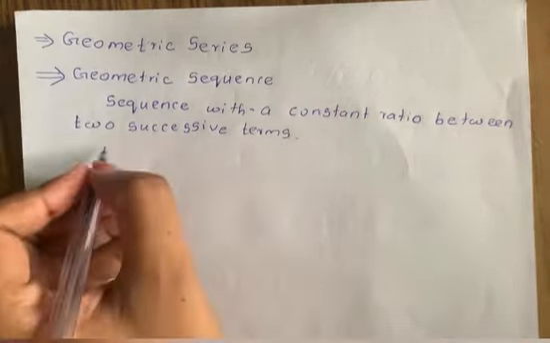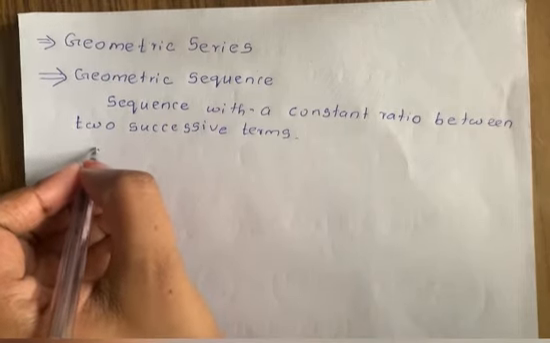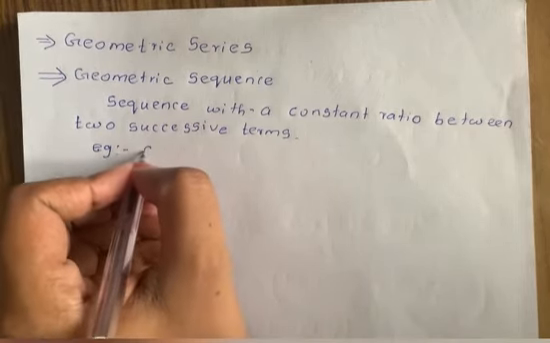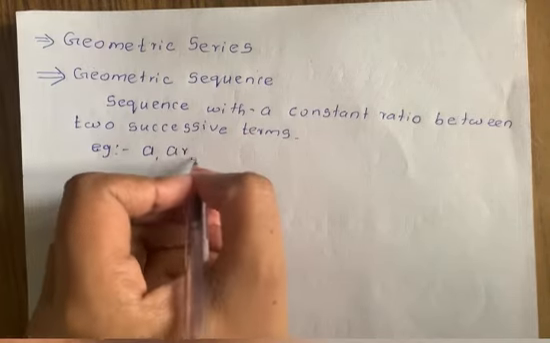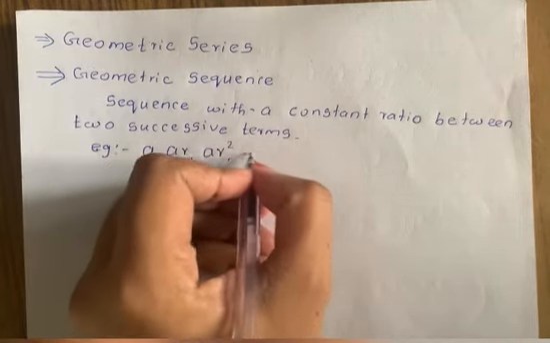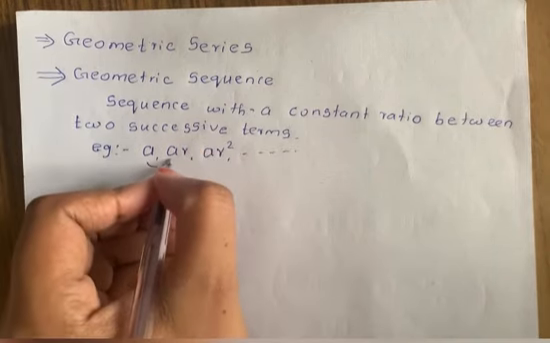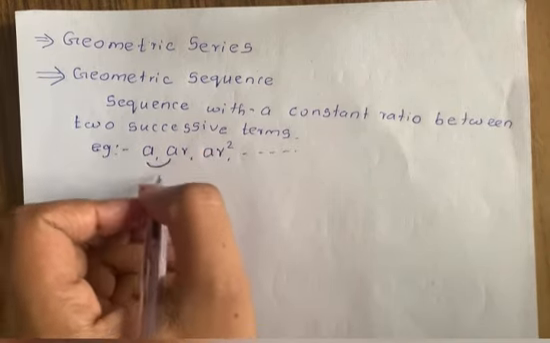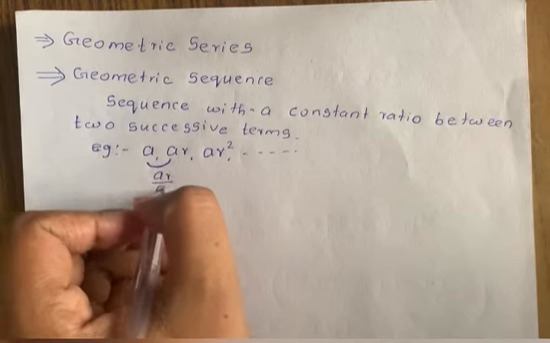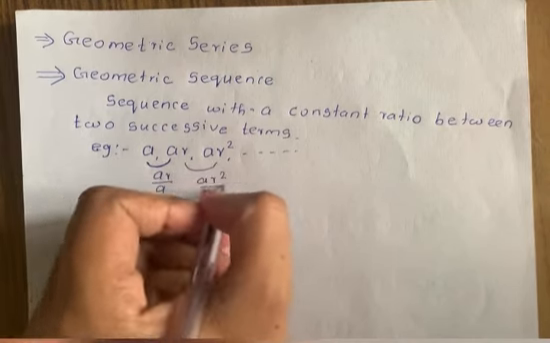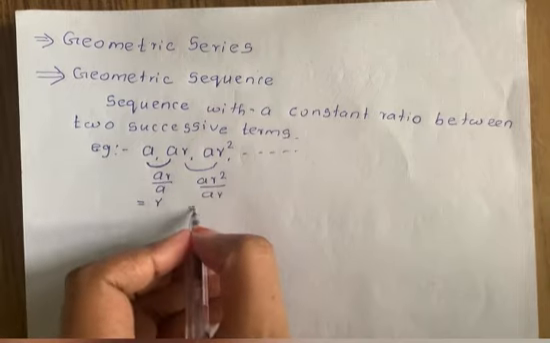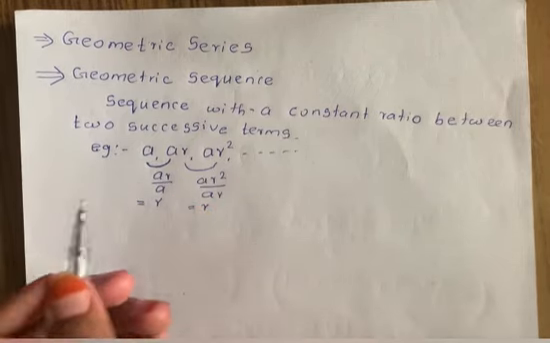How can we write this? If the first term is a, the next term is ar, and the other one is ar squared. It will go up like that. If you see, the ratio between the first two is r and the next two is also r. If you have the same ratio, yes, it is a geometric sequence.